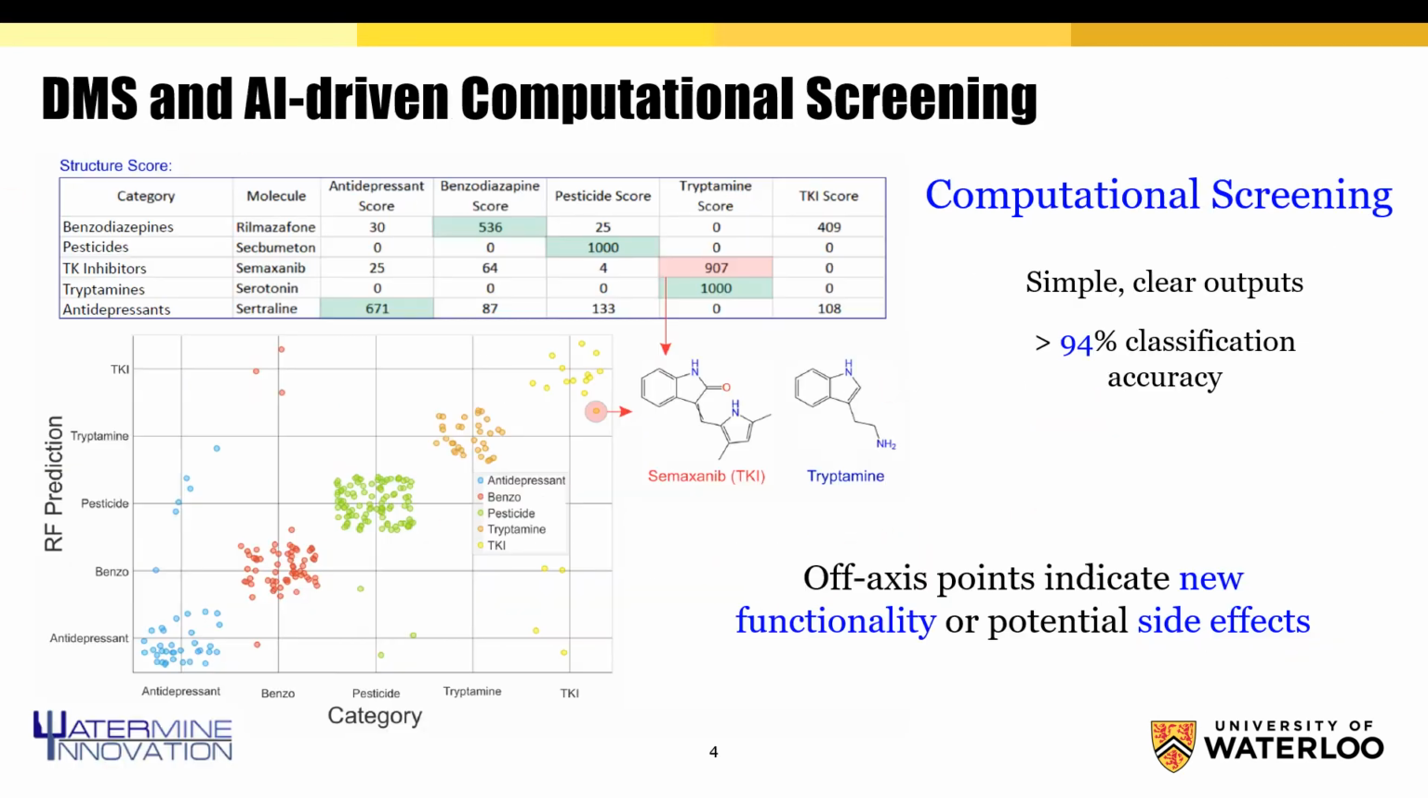of the time. Beyond drug property prediction, we can also use AI tools on DMS data to repurpose drugs that already exist. AI-driven computational screening of roughly 500 approved drugs belonging to 5 different pharmacological classes assigns these drugs according to the prescribed function with about 94% accuracy. However, it's the off-axis points in this correlation matrix that are particularly useful, as they may indicate new functionality or potential side effects of existing drugs.